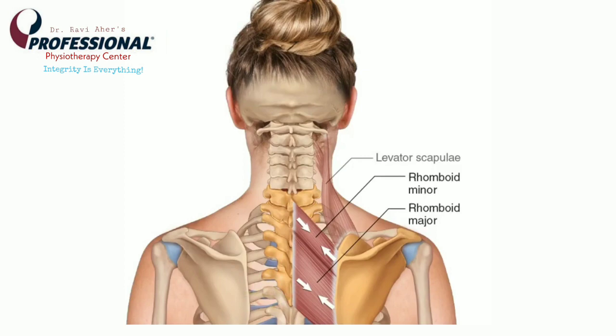From there, the rhomboids run laterally and inferiorly, and their distal attachment is onto the medial border of the scapula from the root of the spine of the scapula down to the inferior angle of the scapula.